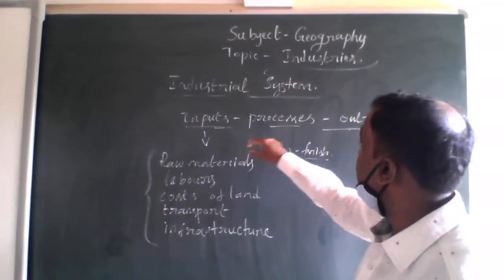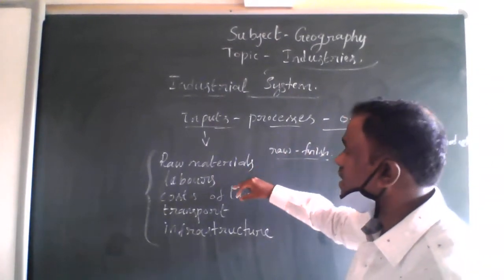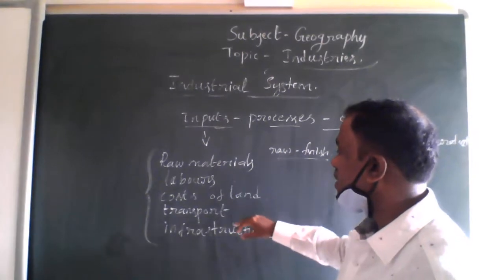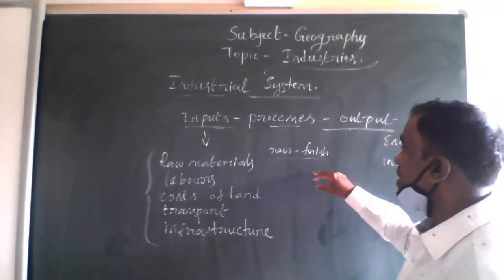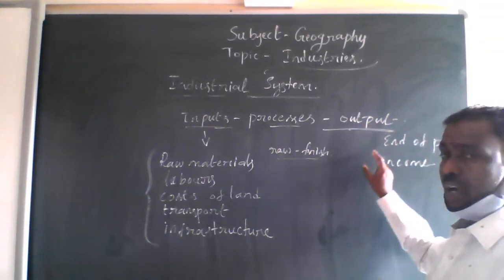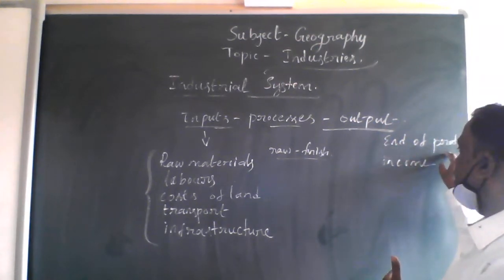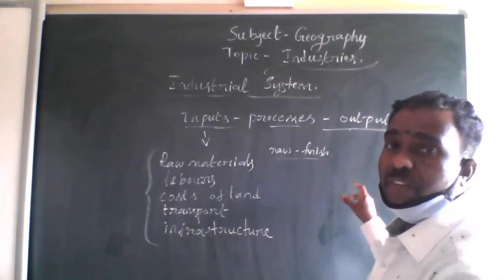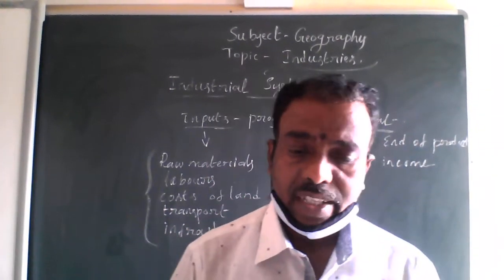So this is what actually the process is in an industrial system. It includes inputs, processes, and outputs. So the inputs include raw materials, labor, cost of land, transport, infrastructure. In the processes, the raw materials are converted into finished goods. And in the output, we have the end product and the income earned from that product. Getting this, students?